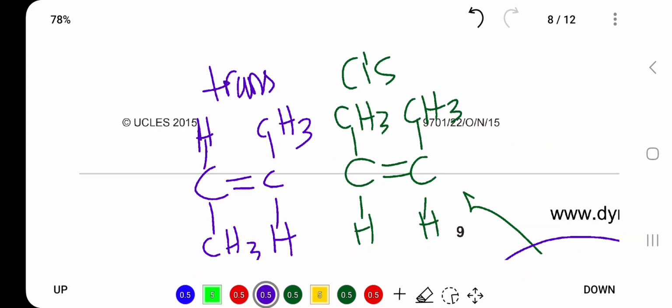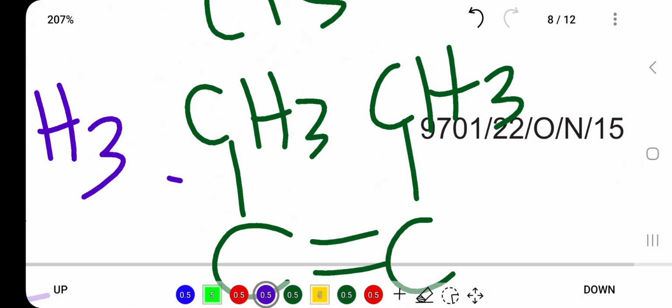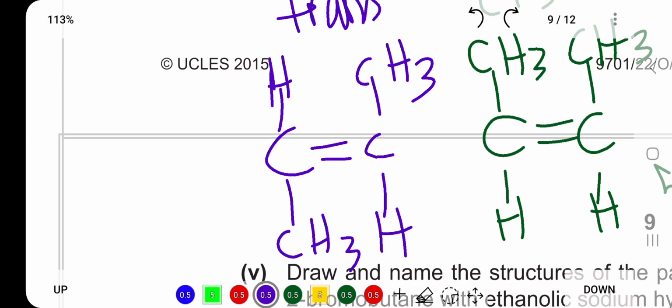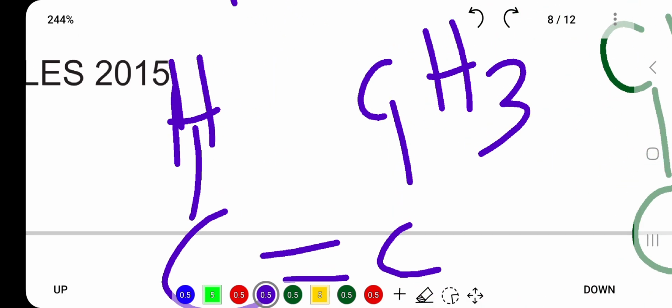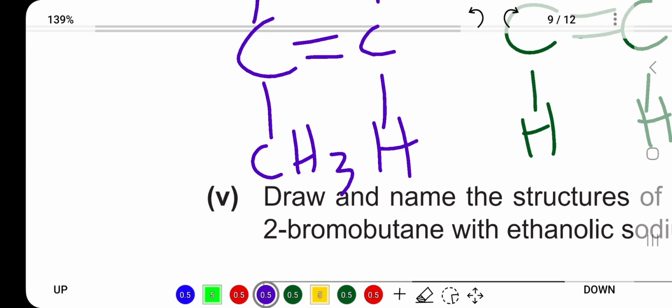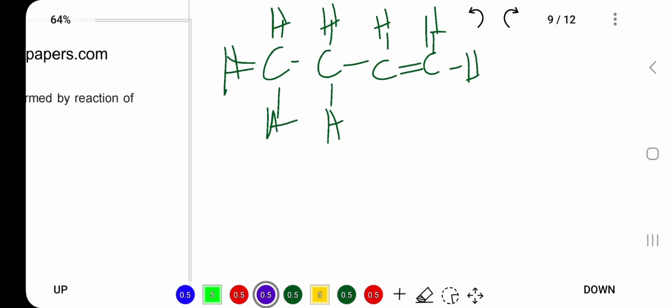Cis is basically the heavy groups are on the same side, which is the upper side, and the small ones, the lighter ones, are on the down side. Trans is the upper side is one heavy and one light, down is one heavy and one light. Alright, but in this case it's a problem.